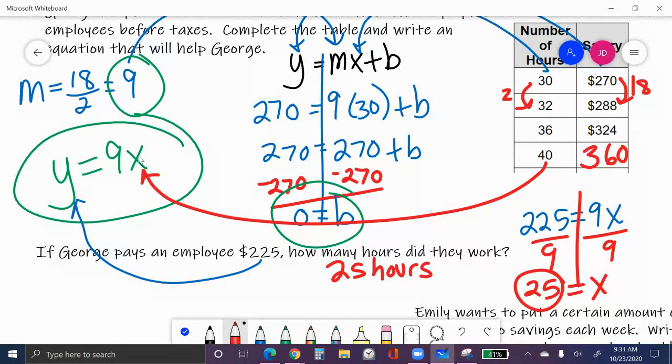All right. So once you come up with your function rule, to define the salary, you would have to plug in the number of hours in for x. To find the number of hours, you would have to plug in the salary in for y and use those function rules. All right. So let's look at the next scenario.